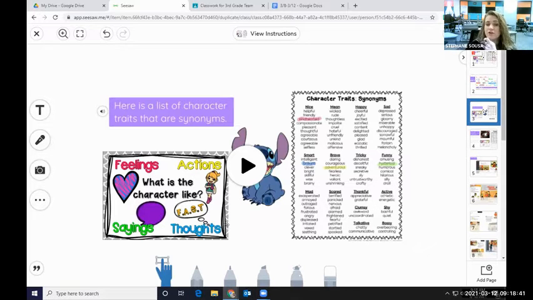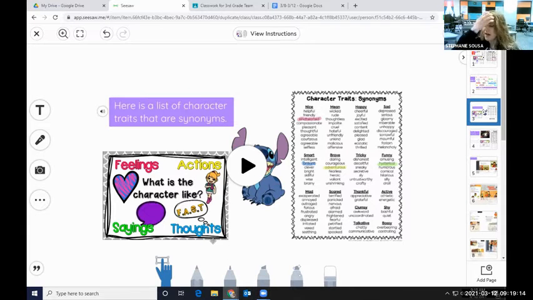So if you're looking at a character and you're like, I don't know, well, you can look at what they are feeling in the book. What actions are they taking? Are they helping someone up when they fall, or are they slapping somebody across the face? Right? That's an action. That's something that you can do. What are they saying in the text? Are they saying, yes, ma'am, okay? Or are they saying, you're stupid? Okay, so the things that they say can give you clues about how they are, their character traits.